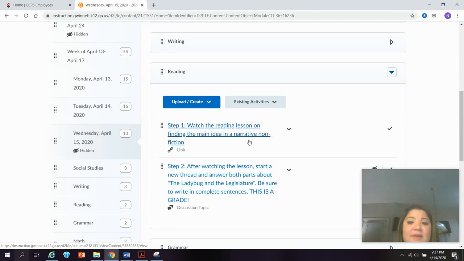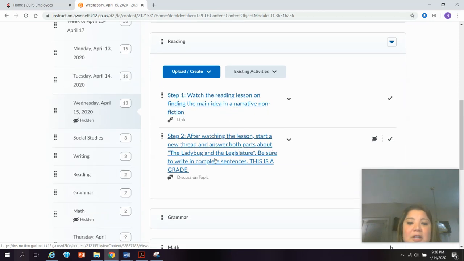Instead of just a nonfiction, you're going to be actually reading a narrative nonfiction text, and it's called The Ladybug and the Legislature. So again, this kind of has to do with social studies. That's going to be your step one, to watch the lesson. Watch the entire lesson. After watching the lesson, you're going to start another discussion, and you've got two parts to answer about the ladybug and the legislature.